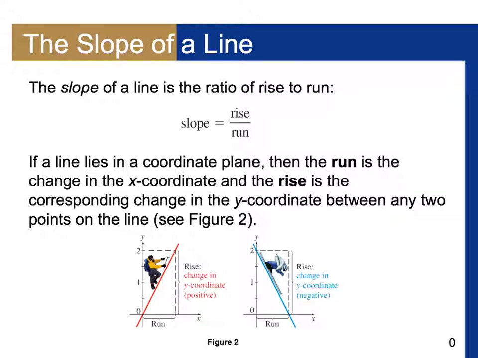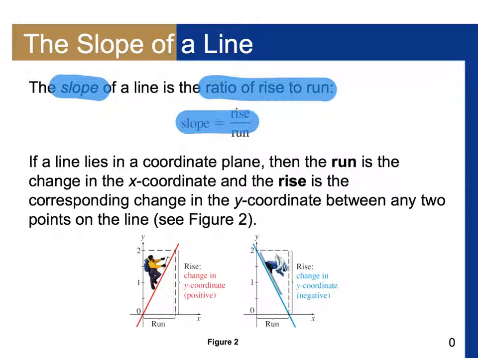Okay, this is Math 105, Section 110, Part A. We're going to start by talking about the slope of a line. So when we talk about the slope of a line, we're talking about how steep that line is. And we look at it as a ratio of rise to run. So we can look at that as slope equals rise over run.